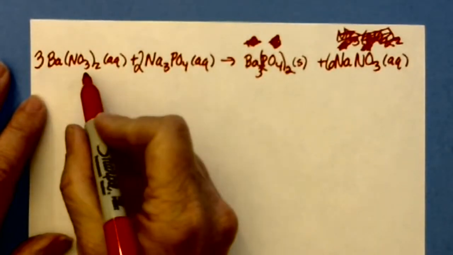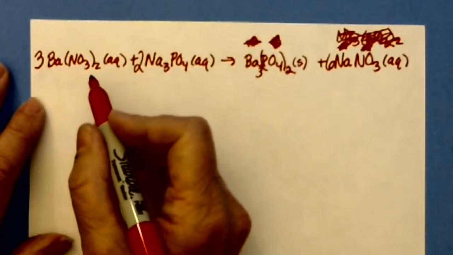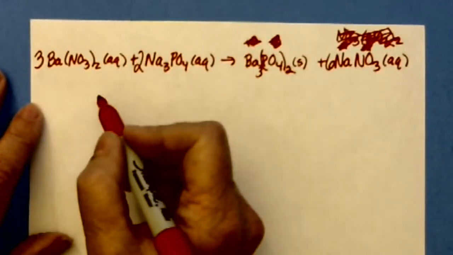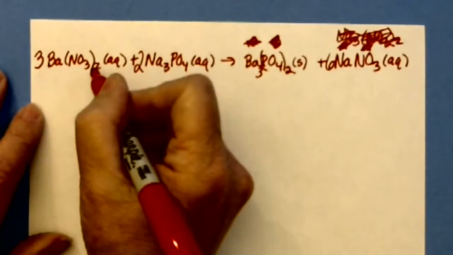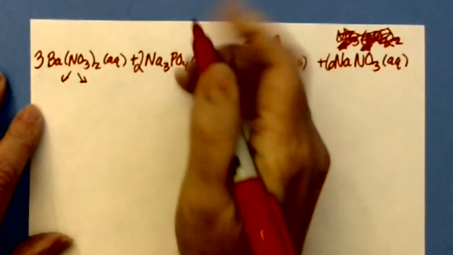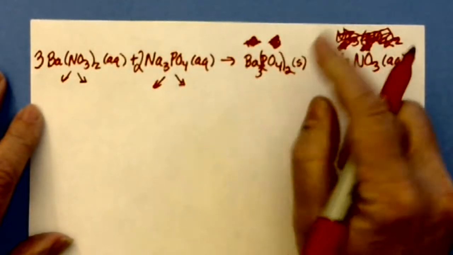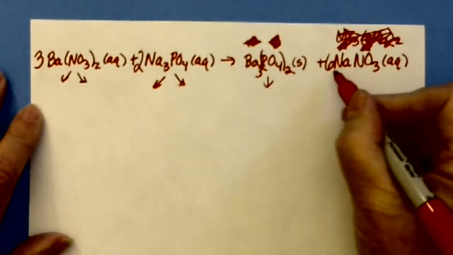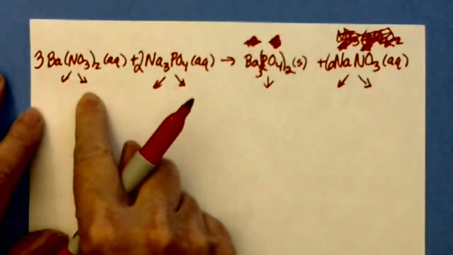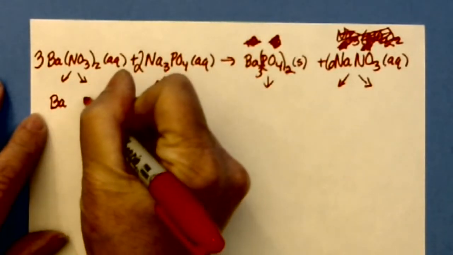So barium and nitrate are actually separate in solution. They're surrounded by water, and we looked at some videos that showed that. So now we're going to represent that in symbols and an equation. So barium and nitrate break up. Sodium and phosphate break up. Barium phosphate, because it's a solid, gets to stay together as one thing. Sodium nitrate breaks apart into 2 things. So what does barium nitrate break apart into? It breaks apart into barium and nitrate.